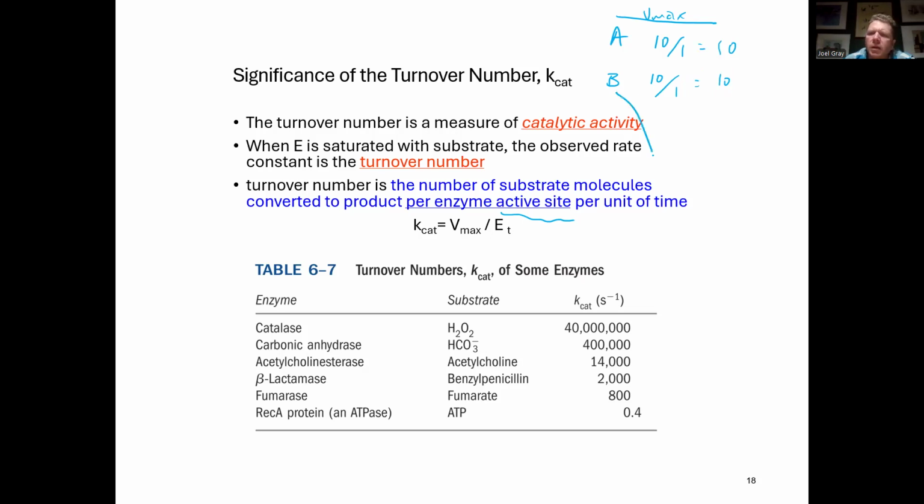Because let's say that enzyme A has 4 active sites. If enzyme B has 4 active sites, what we want to do is actually sub this 1 out for 4. So it'd be 10 divided by 4, and when you do 10 divided by 4, you get 2.5 as our kcat. Because what we're doing is looking at per enzyme per active site. So if something has 4 active sites versus 1 active site, your kcat is going to be different.